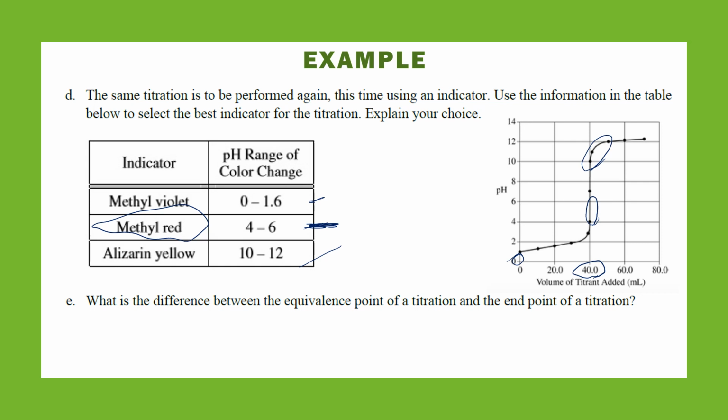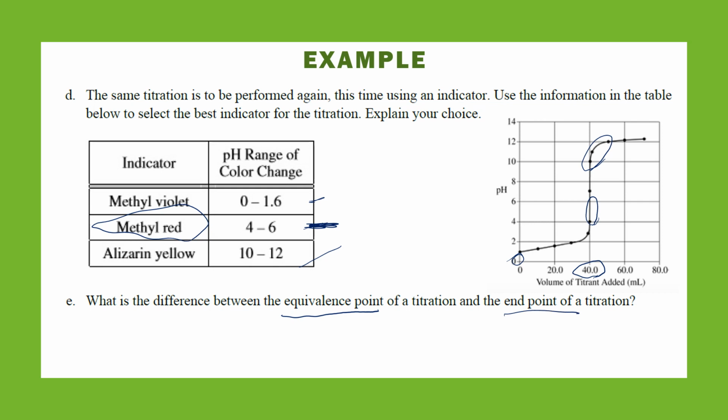Now for part E, what is the difference between the equivalence point and the end point? This was also a 2-point question. So the equivalence point is where the moles of the acid and the base are stoichiometrically equivalent. And that's true for any titration. It doesn't have to just be acids and bases. It's where the moles of both reactants are canceling each other out perfectly. That's the equivalence point.